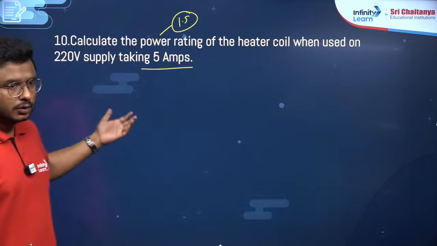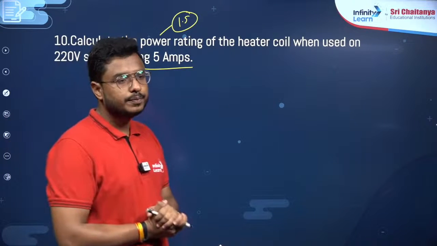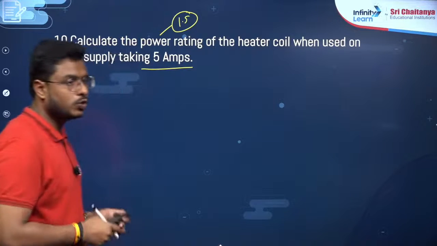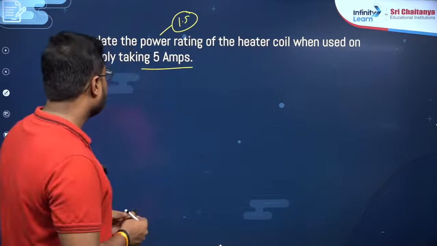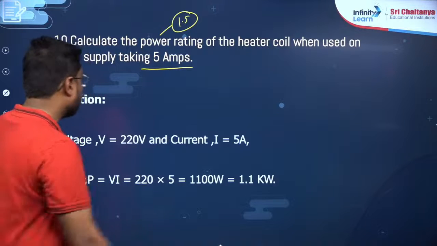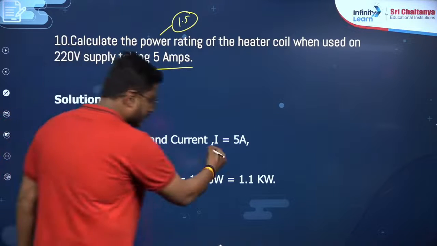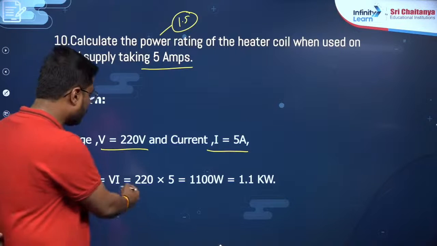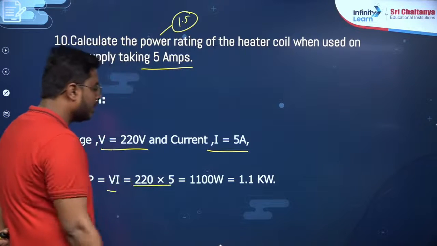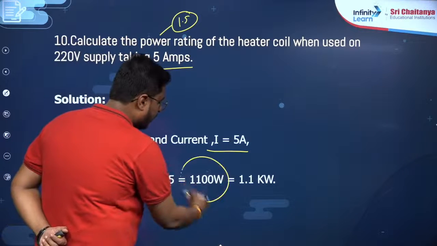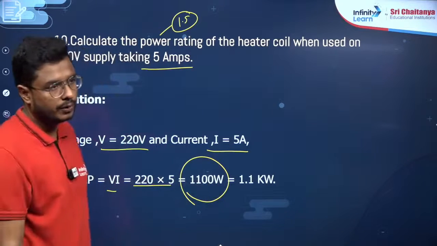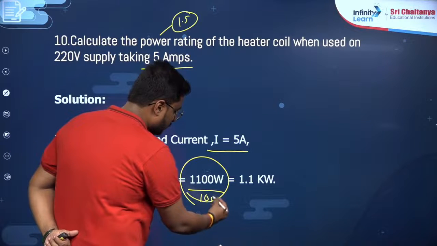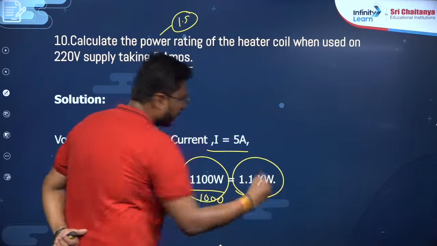Quickly students, anyone got the answer? Let's see how to solve. So first of all, in this question the voltage is given 220 volt, current is given you 5 ampere. Simple formula we need to use here, P is equal to VI, which is 220 into 5. So that will give you the answer 1100 watt. You can convert it into kilowatt by dividing it with 1000. So you will get 1.1 kilowatt.